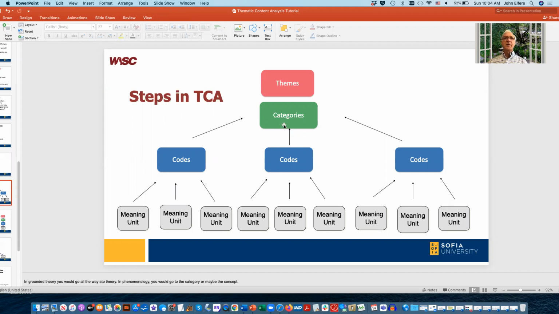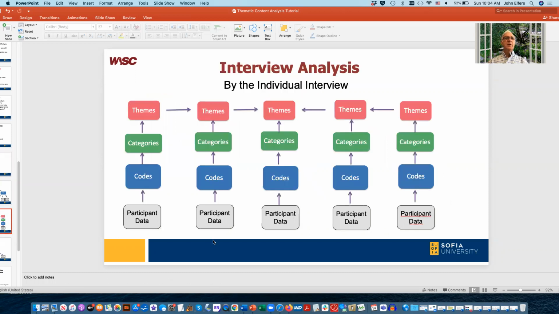And then from there, I might combine categories or make that category into a theme that is more interpretive, with that term. So that's for one interview. And then here again, this is doing several interviews. Each one of these vertical lines is a separate interview. And then at the top, bringing the themes across all the interviews together.